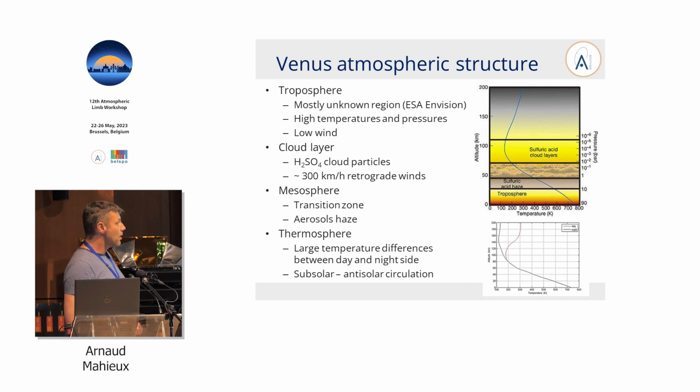Then you have the mesosphere. That's the region I'm going to focus on today, which is a transition region between the troposphere at the bottom and the thermosphere above. You have complex wind patterns in that region, and you also find aerosols coming from the cloud layer. And then finally above it, the thermosphere, from about 120 kilometers, presents large differences between day and night, and there about the circulation you have a subsolar to antisolar circulation.